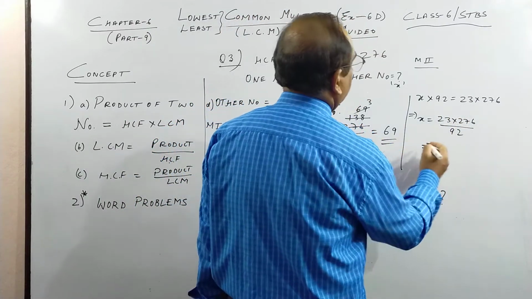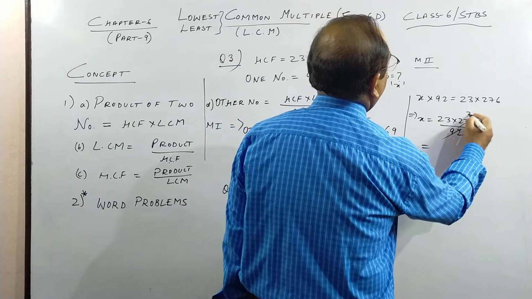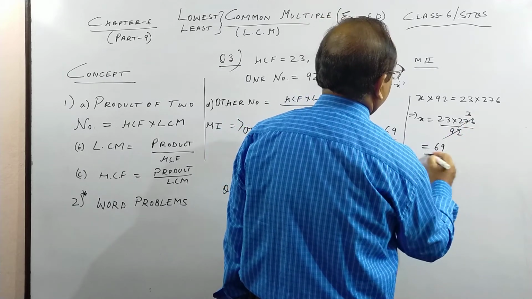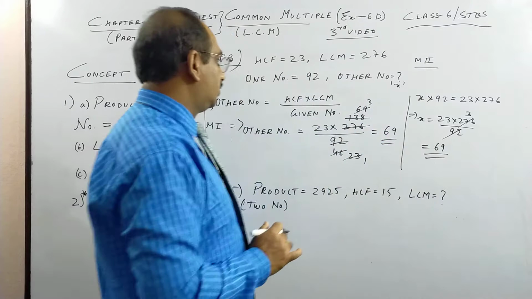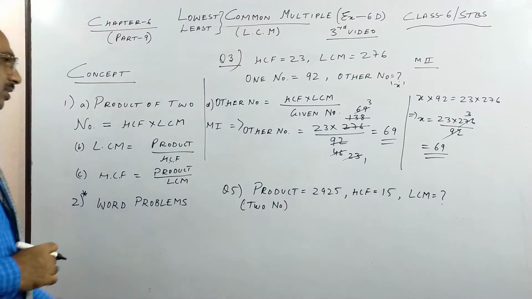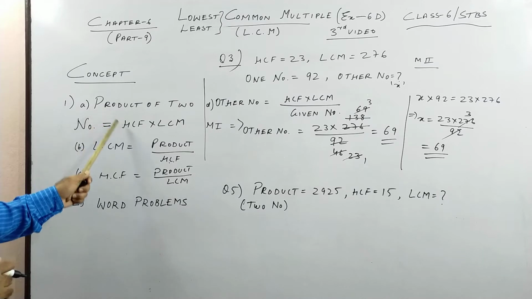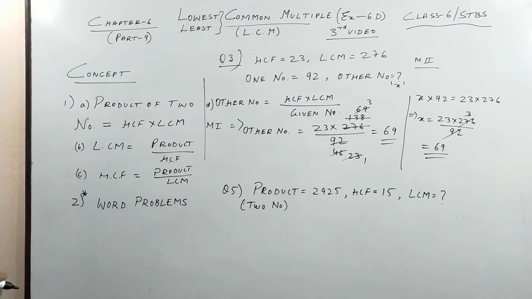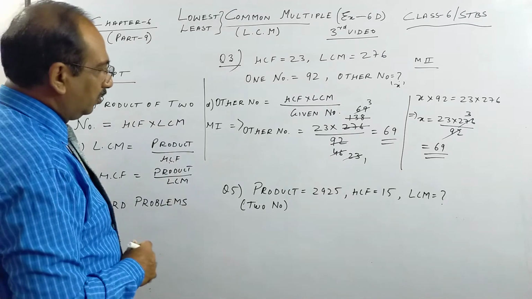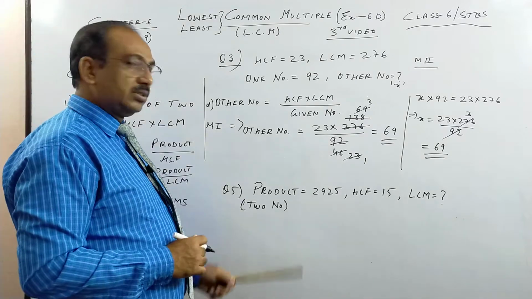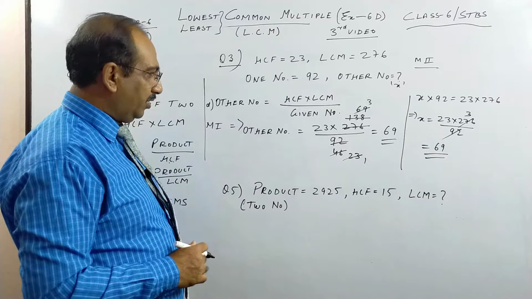So same way, when you cancel, children, you will see this will go 3 times, you will get 69. Okay, so very important relationship we have between two numbers, the product and their LCM and HCF. You can pause the video and copy. Then I move on to the next question, that is number 5.